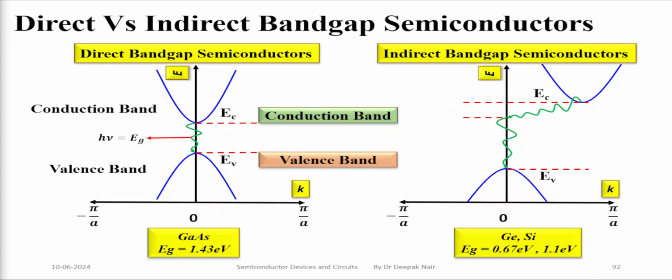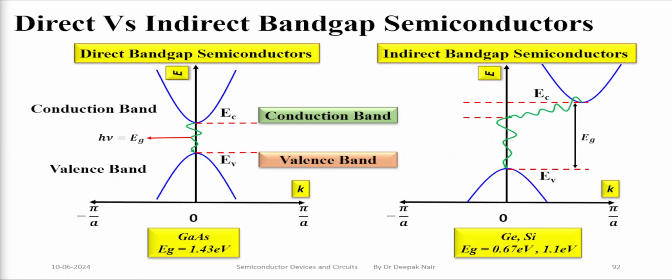Whereas in case of indirect bandgap semiconductors, the electrons which are released from the conduction band back to the valence band will generate heat. Okay, so remember, direct bandgap semiconductors are generally used to generate different colors of light, whereas indirect bandgap semiconductors generally release their energy in the form of heat.